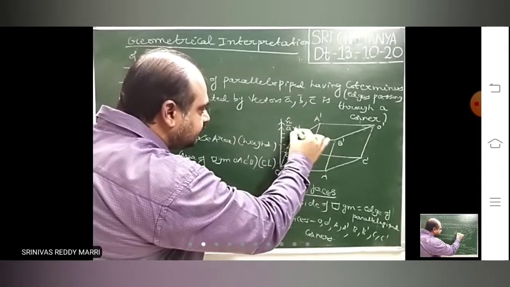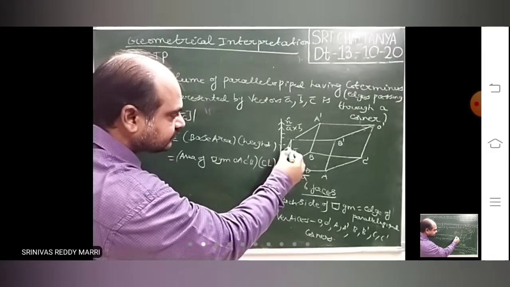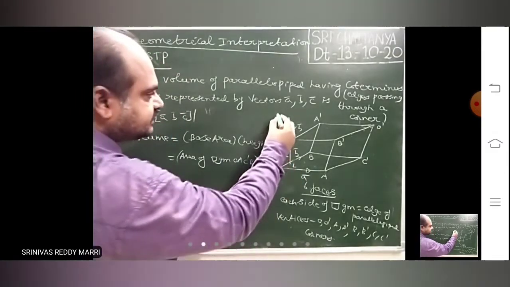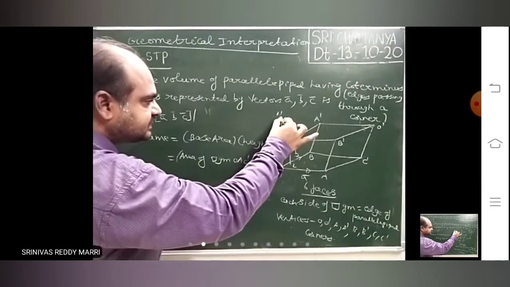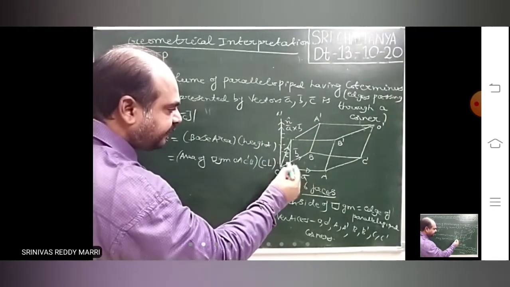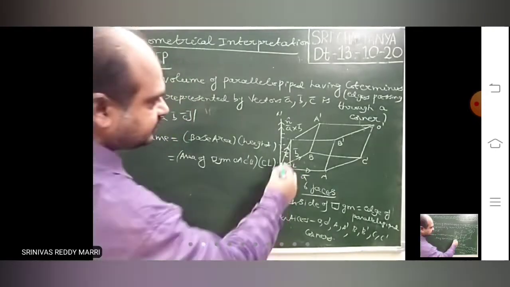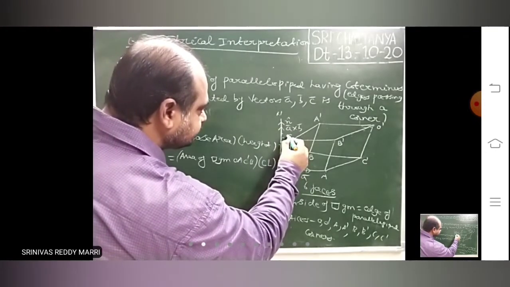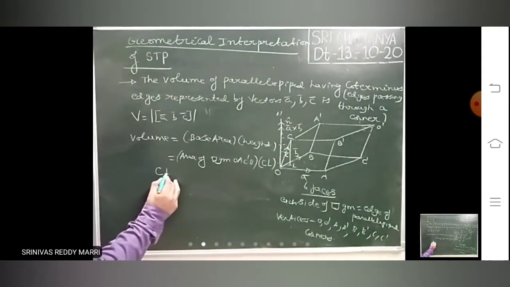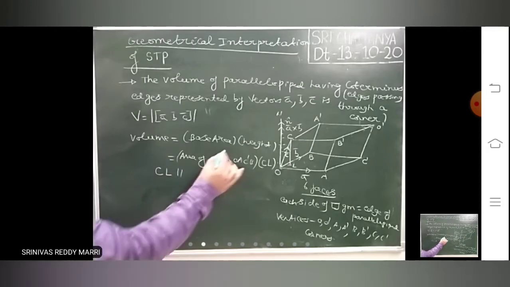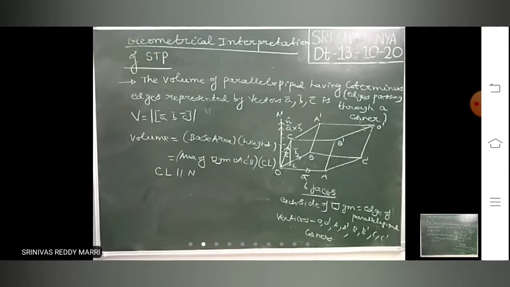A bar cross B bar, like this. So this is the normal line, let us say. This line will be perpendicular to your paper, and CL will also be perpendicular to your paper. So let us say this is C. That means CL is parallel to N. CL parallel to N. Look here.